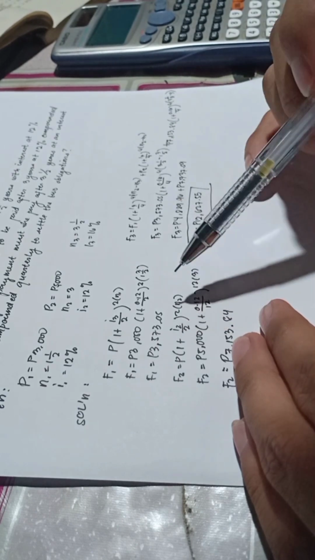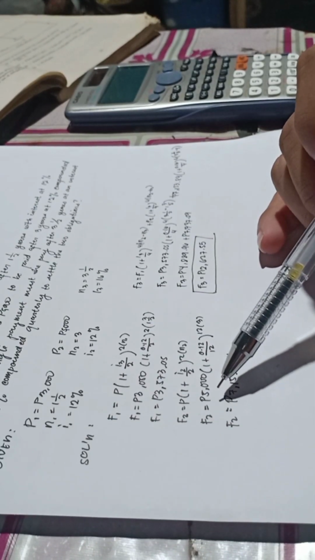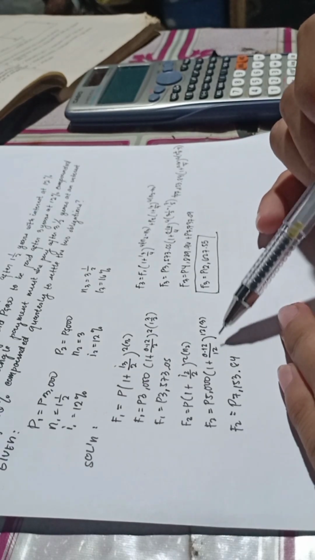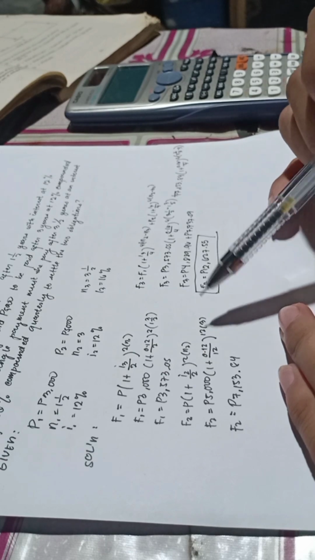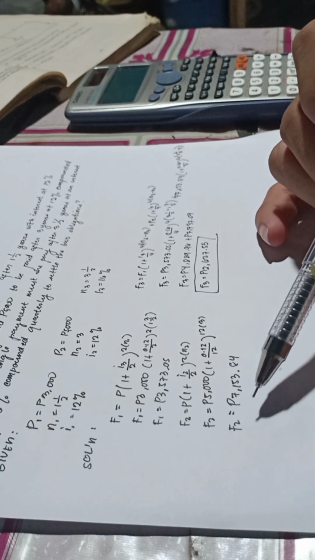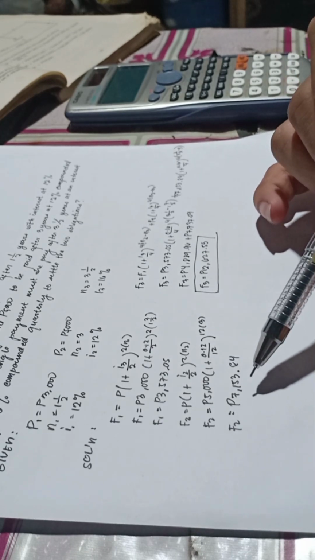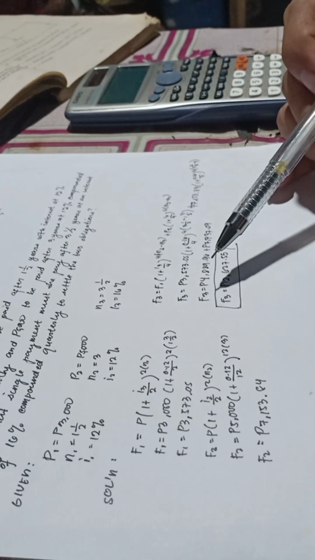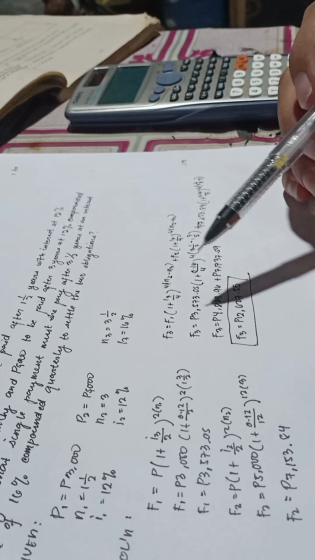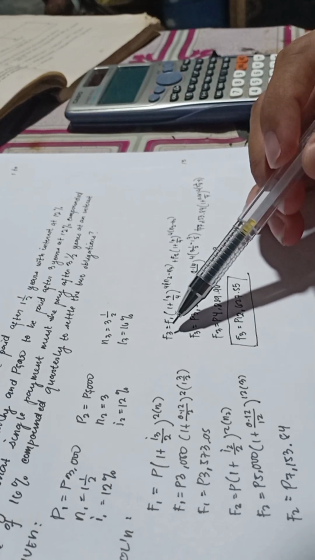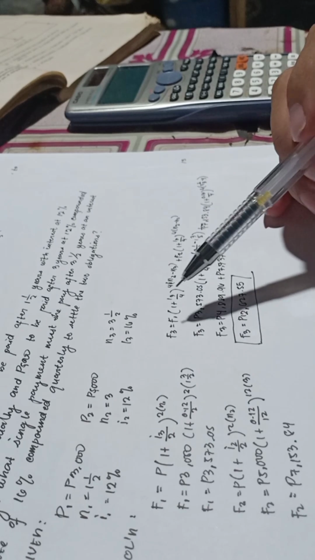Then our F2 or future worth 2 is equal to present worth quantity of 1 plus I2 over 12 raised to the power of 12 multiplied by N2. Then F2 is equal to 5,000 pesos quantity of 1 plus 0.12 over 12 raised to the power of 12 multiplied by 3. Then the result, our F2, is equal to 7,153.84 pesos. So to find the future value F3, we use this one.